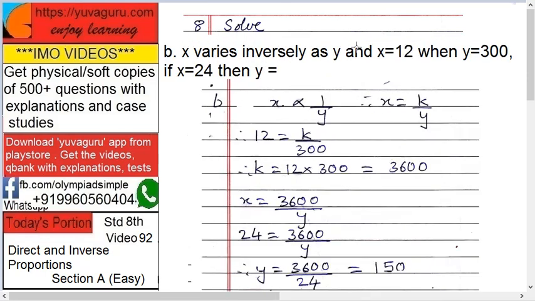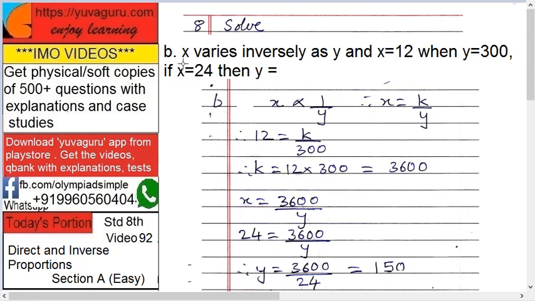Next, x varies inversely as y. X equals 12 when y equals 300. If x equals 24, then y equals what? Here the same problem: x varies inversely as y, so x is proportional to 1 upon y. Convert it to equals: x equals k upon y, k constant. Now given the values, 12 equals k upon 300. So k equals, bring 300 on the other side, 3600, right? So x equals 3600 upon y.